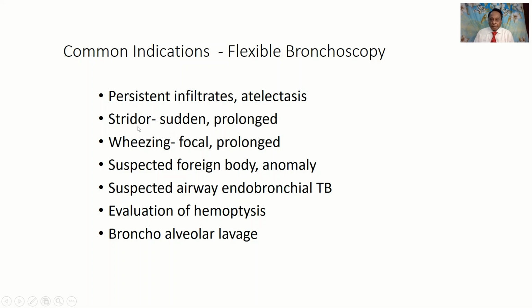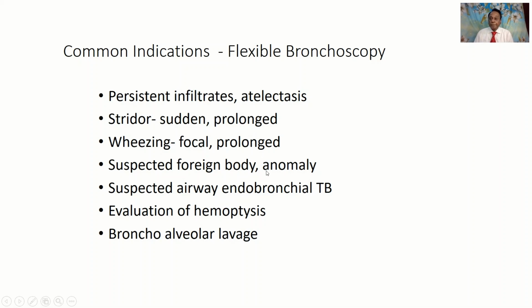Any stridor is nothing but partial compression of the extrathoracic airway, and if it is prolonged, or if it is from the neonatal or infantile period, we have to investigate the child. And again, persistent wheezing or a focal wheezing warrants bronchoscopy to rule out a foreign body.